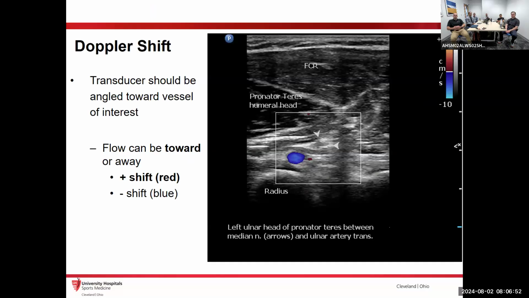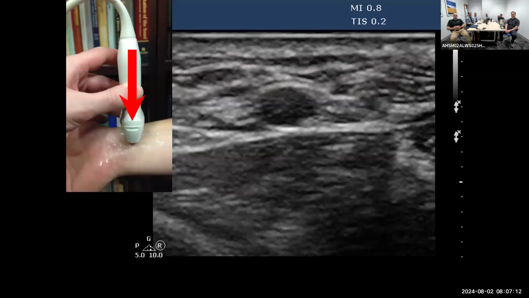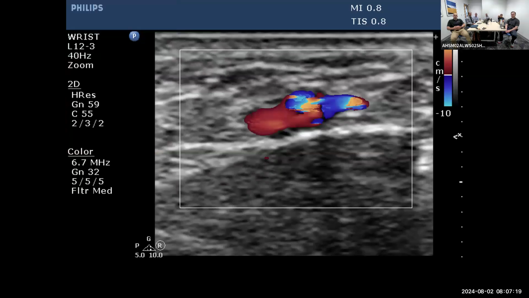Doppler shift: the transducer should be angled toward the vessel of interest so that flow can be either towards or away. If you're straight up and down with it, it's going to be kind of red and blue. But if you tilt it a little bit one way or the other, it will change the picture. What you see here with it straight up and down, now look, that's too much compression. You compress the vein, so you won't see it. When you're straight up and down like that, it's kind of that mixed picture. It's getting it going both directions.